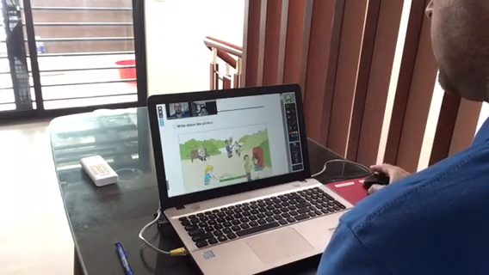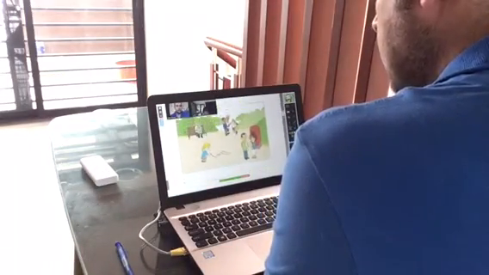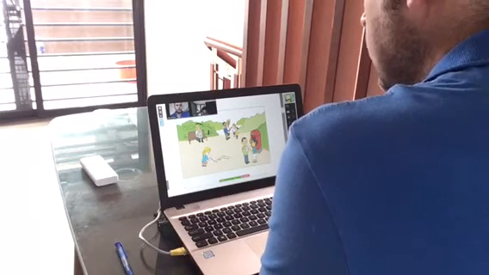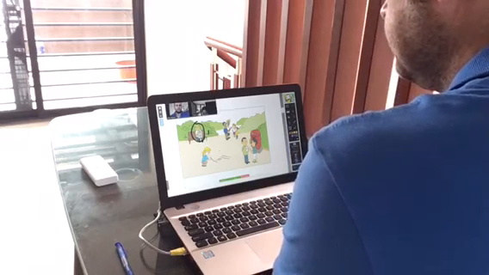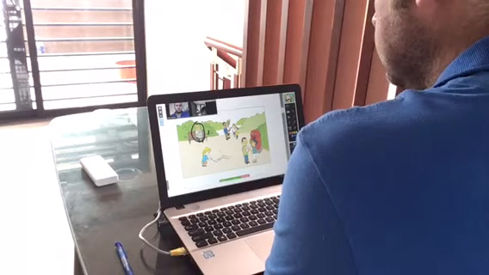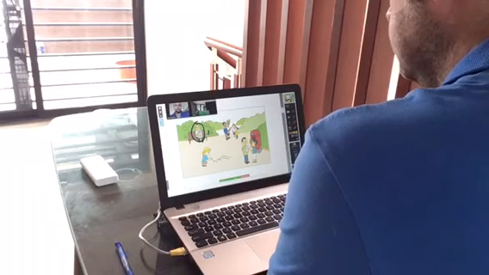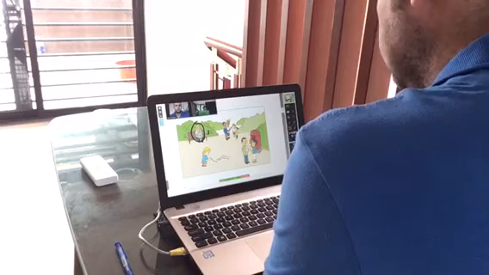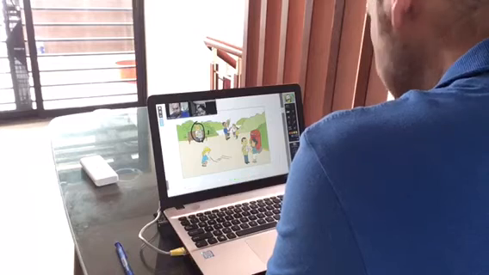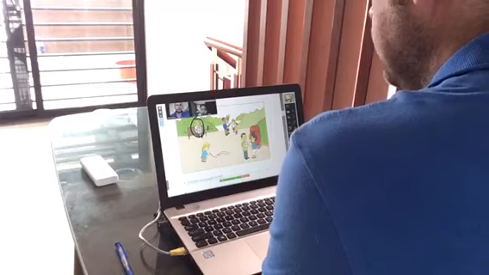Okay, now we've got a picture. We have to write sentences about the picture. So, sentence number 1 is about the old man. And what is the old man doing? The old man is folding the newspaper. Well done. Fold the newspaper in half.